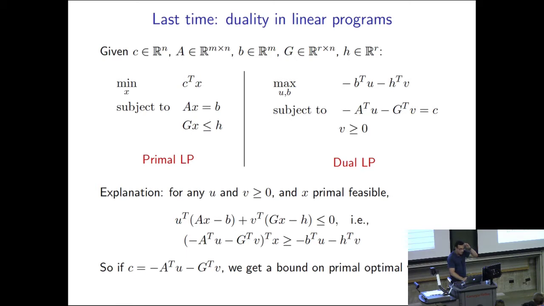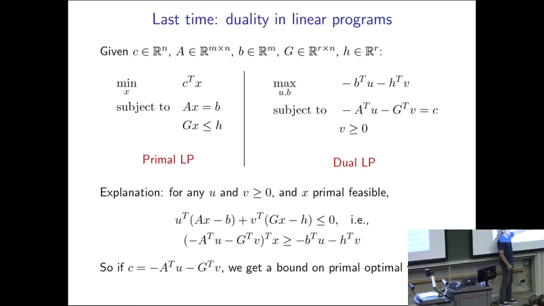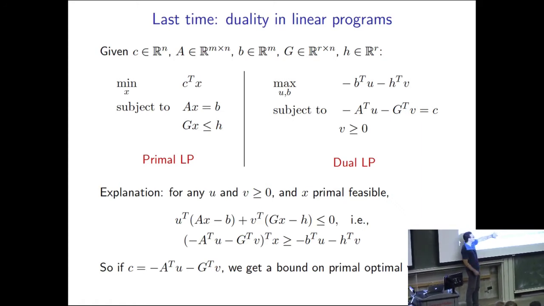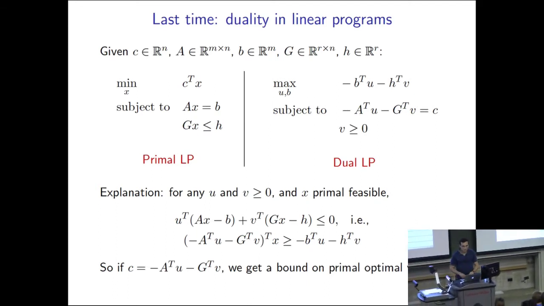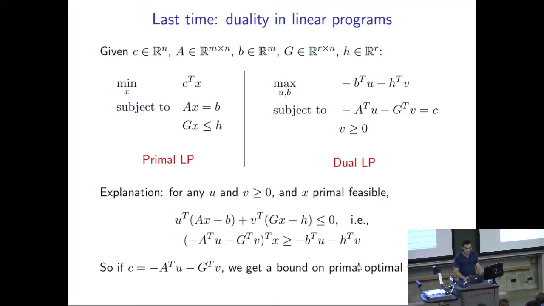And we could rearrange that to look like something transpose x is bigger than or equal to something else. That something ends up being minus A transpose U minus G transpose V. That something else ends up being minus B transpose U minus H transpose V. And we observed that if we happen to make this equal to C, then this would give us a lower bound on our original problem, because the criterion is exactly C transpose X. And so we've just proved that for any feasible X for which this is equal to C, the primal criterion is bigger than or equal to minus B transpose U minus H transpose V. So that was the way we constructed this lower bound.